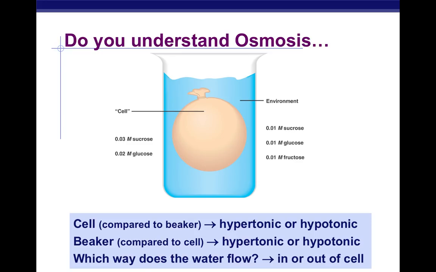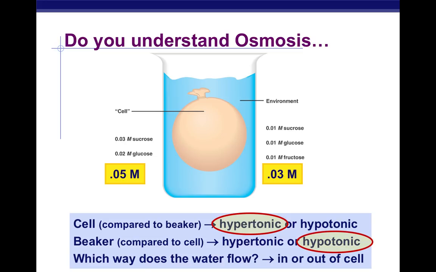Okay, so for the cell, we have a 0.05 molar solution because you just add these two things up, and it's still sugar, so it's still a 0.05. Over here we have a 0.03, so that means that my cell is hypertonic. So if the cell is hypertonic, the beaker is hypotonic. And remember, water goes into hyper, so water is going to go in.